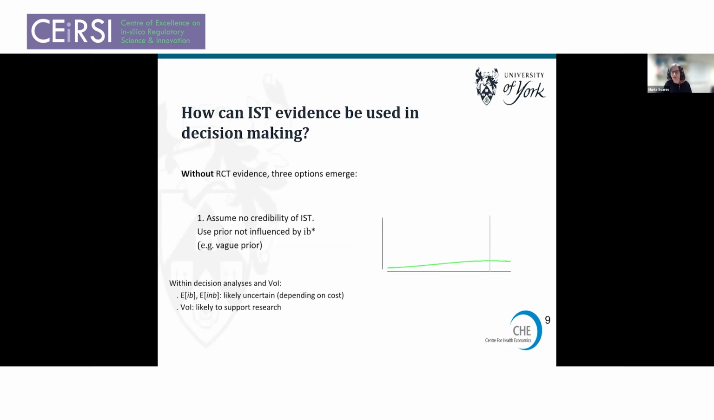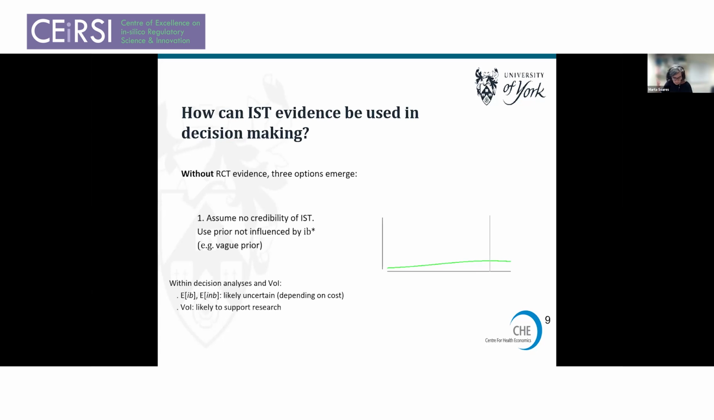So without RCT evidence, I guess a decision maker will have three options when faced with an in-silico clinical trial to support their decision-making. The first option is to assume that the IST, the in-silico evidence, has no credibility, and so to not consider the IST evidence at all in their decision-making. So the distribution that will be used to describe the existing evidence on the clinical value of this technology is not going to be influenced by the in-silico trial.